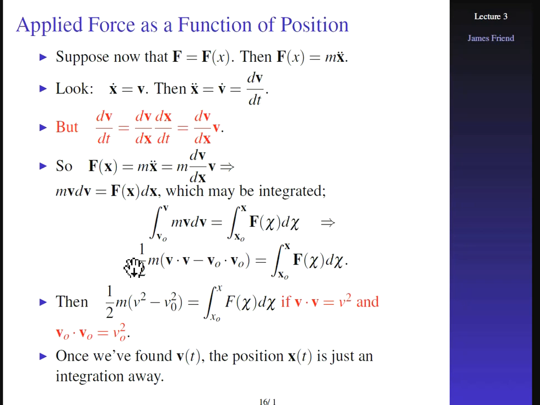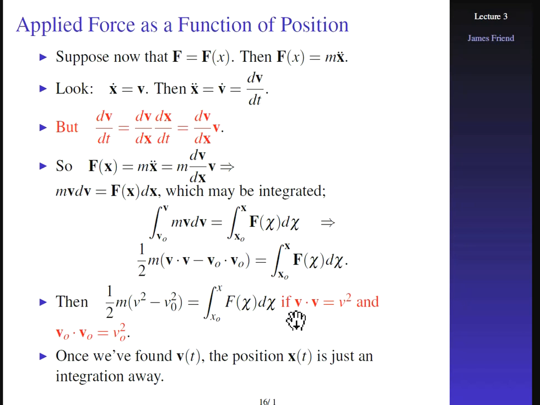If we integrate both sides, we end up with 1/2 of m times v dot v, right? If we have v times v for scalars, it's v dot product v for vectors, minus v0 dot v0, and that's equal to an integral from x0 to x of F(chi) d chi. And this force, well, we said it was a function of the position, but we didn't say what function it is. So there's not much more we can do about the right-hand side here.